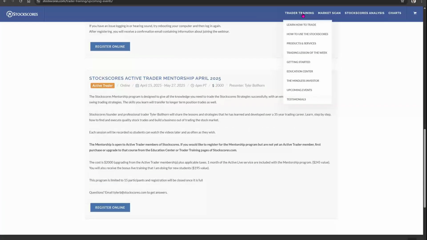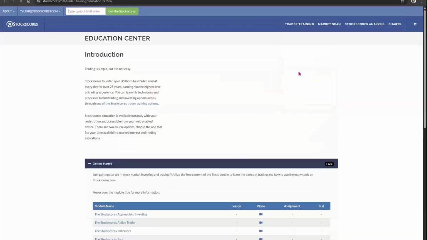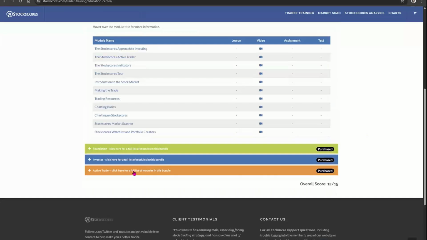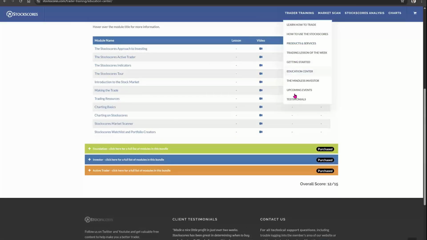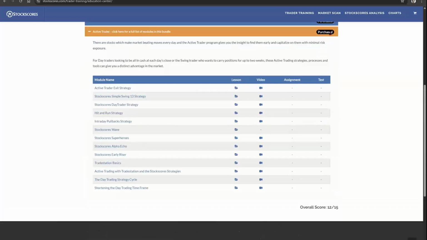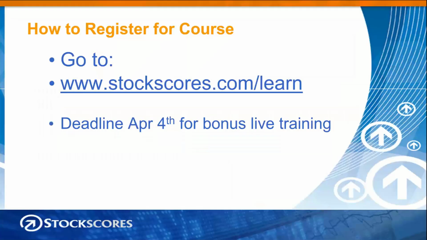If you took the investor course 3 years ago and you want to do the Active Trader course, you go to this page, go to the education center. If you come down to Active Trader, you can see for me it says purchased. But if you haven't purchased that, it'll say you can upgrade there for $1,250. You just click on that and it'll allow you to do the upgrade. There is no discount on the upgrade, unfortunately. So it's $1,250. You can't apply the $500 discount for the upgrade.